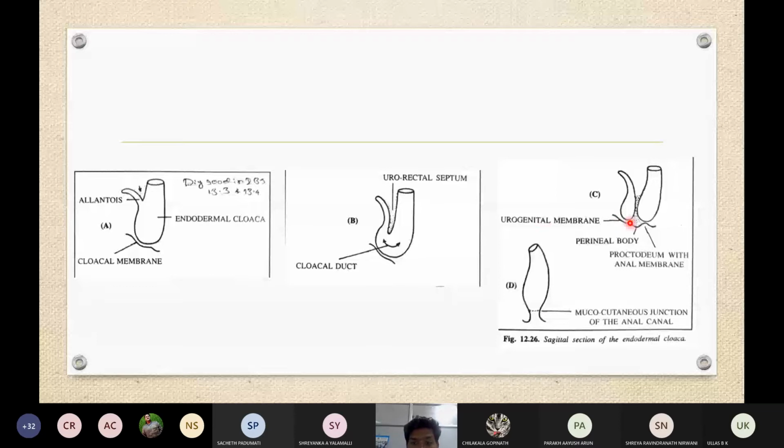Listen carefully by now. Okay, I'm talking about two different germ layers. One is the endodermal germ layer, which is formed from the yolk sac over here, and the other layer is the ectoderm, the outermost layer of the body, which will be forming ectoderm here. This ectoderm will convert into proctodeum and the urogenital membrane.